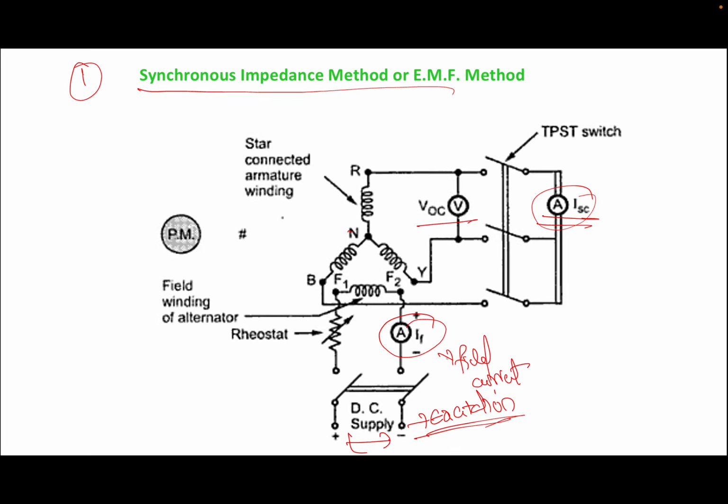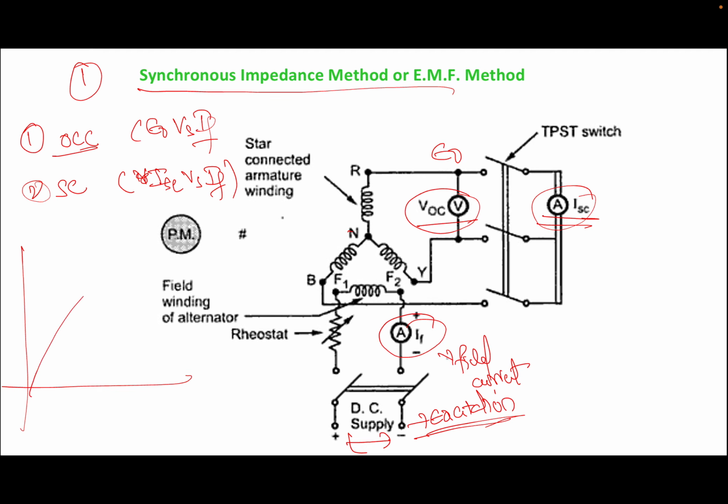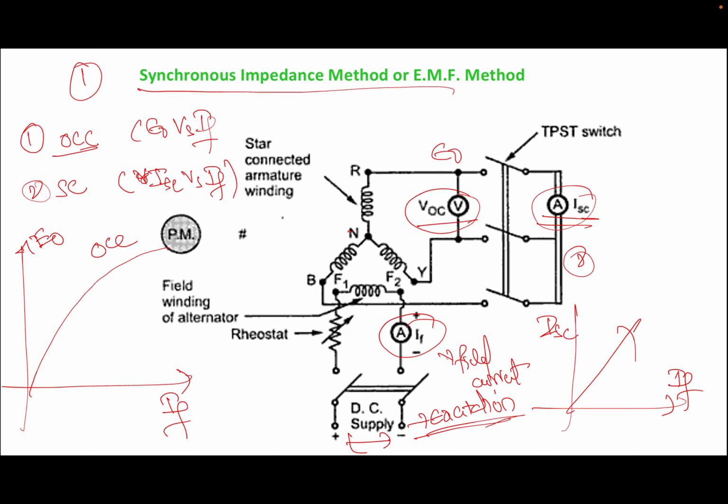In the last classes we discussed a few characteristics. Open circuit characteristics are drawn between E0 versus IF; instead of VOC, I can also say E0. The second one is short circuit characteristics, drawn between ISC versus IF. We already discussed this in the last class, and I'm just revising the same here.